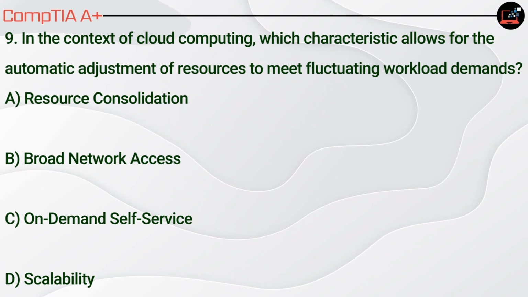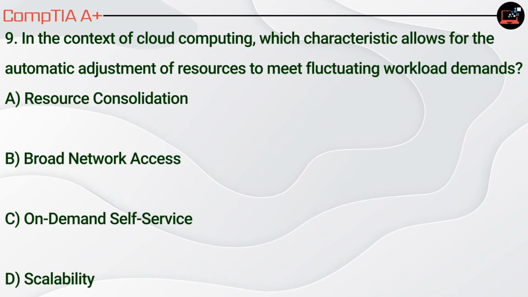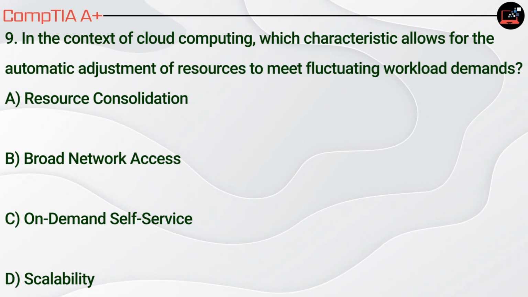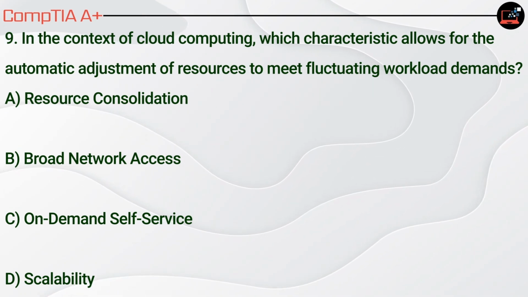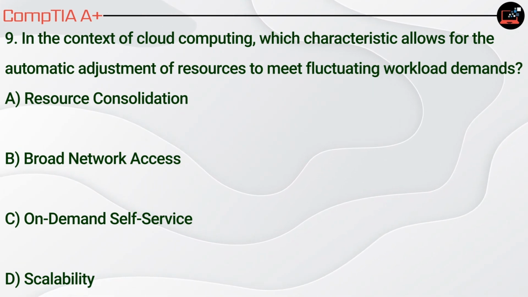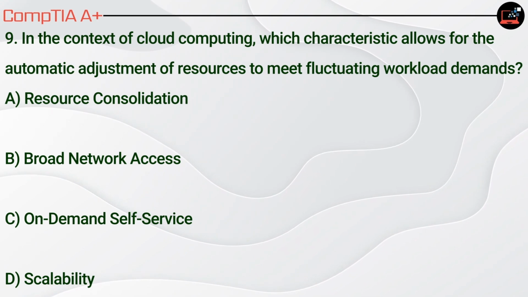9. In the context of cloud computing, which characteristic allows for the automatic adjustment of resources to meet fluctuating workload demands? A. Resource consolidation. B. Broad network access. C. On-demand self-service. D. Scalability.